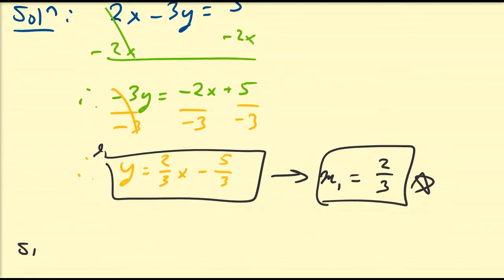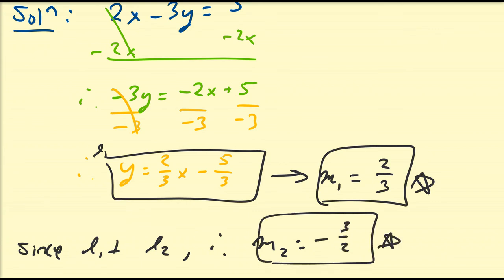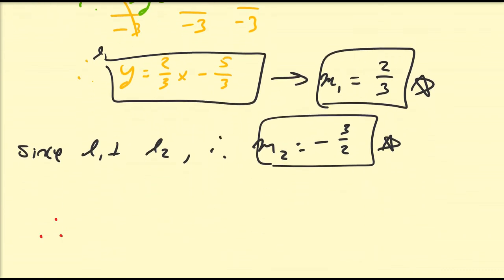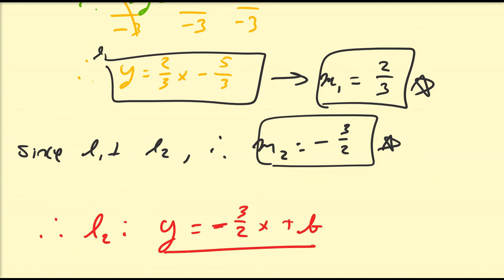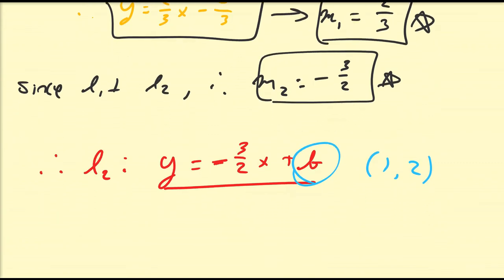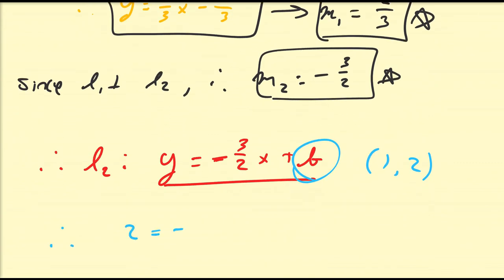Alright, so what do we know? So since we want L1 to be perpendicular to L2, then slope 2 must be equal to the negative reciprocal of 2/3, which is -3/2. So that means our equation for line 2 has the following structure. y is equal to -3/2 x plus some number b. And we want this line to pass through the point (1, 2), so that's going to allow us to find this b. So that means 2 must be equal to -3/2 times 1 plus b.